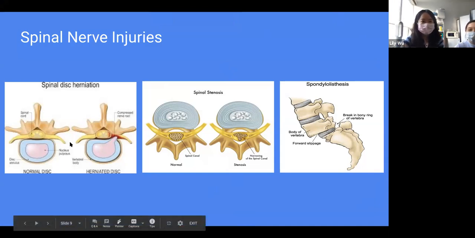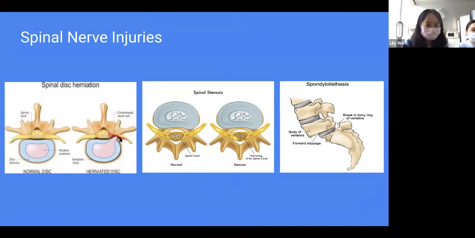So this is the middle part of the disc, and the yellow part is the nerve. When the disc gets pushed out, it goes into that space where it's supposed to be empty. You know how between the bone and the disc there's a narrow space where the nerve runs out. With a disc herniation, the disc is causing pressure onto the nerve.